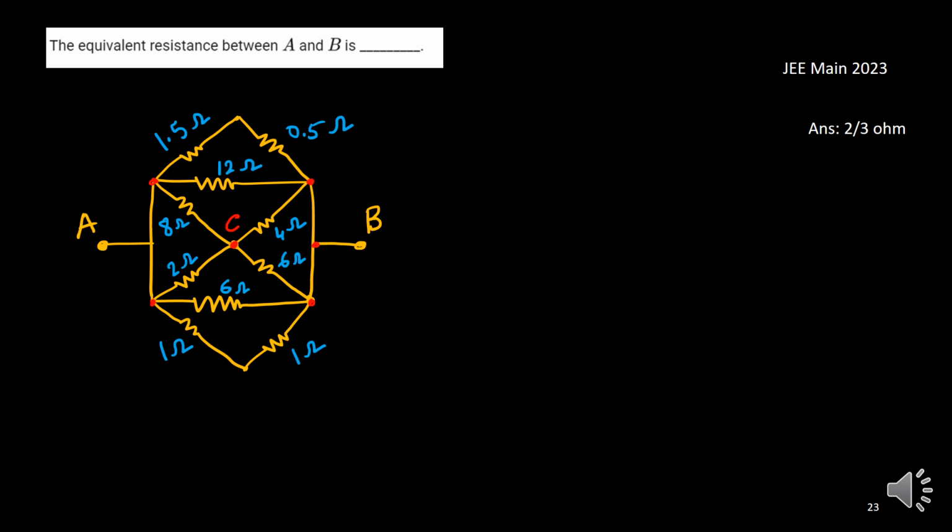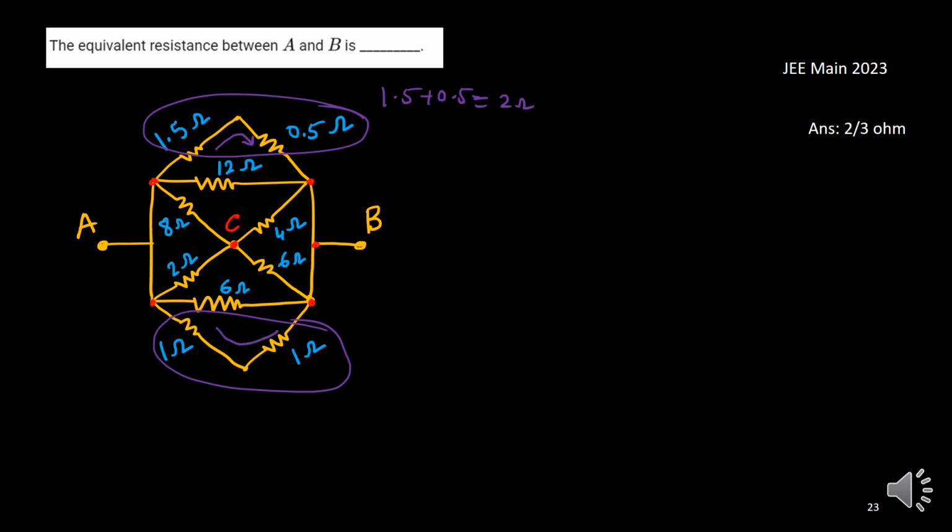So what can I do? I can combine the resistances. These two resistances I can combine easily because they are connected in series. Whatever current is coming has to go through. Whatever current goes through 1.5 ohm has to go through 0.5. They are connected one after another, which means series. So the equivalent resistance of these two will be 1.5 plus 0.5 equals 2 ohm. Similarly, for this one, whatever current is coming has to go through this one. This also is 1 plus 1 equals 2 ohm.